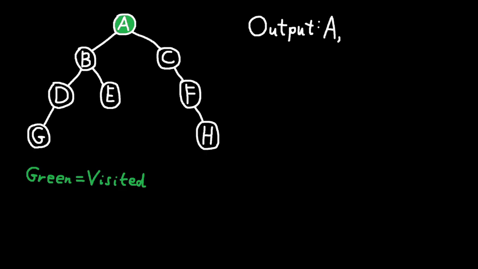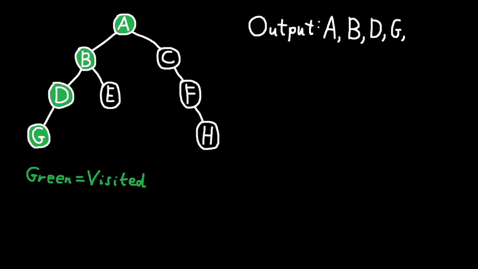Now we go to the left subtree of A. The root there is B, so we visit B. Now we go left of B and visit D. D has a left child, so we visit G. G has no children, so we go back. Now we're back at D, and there's no right child, so we go back to B.